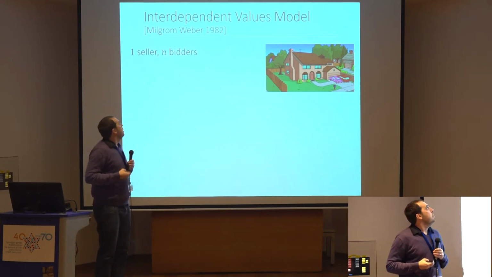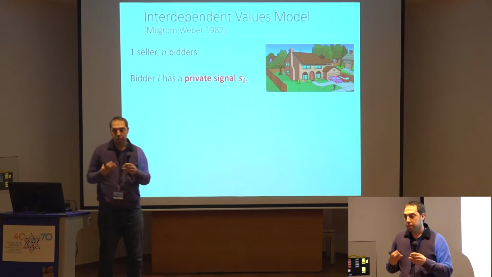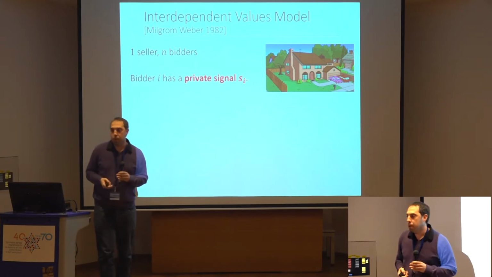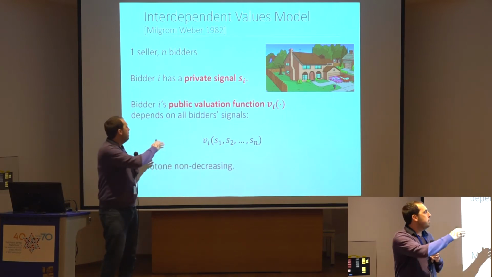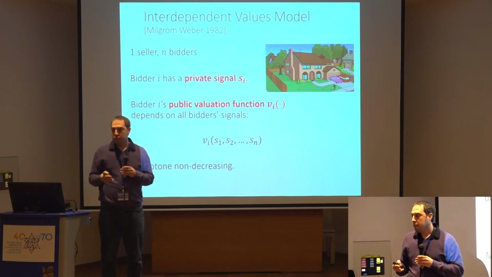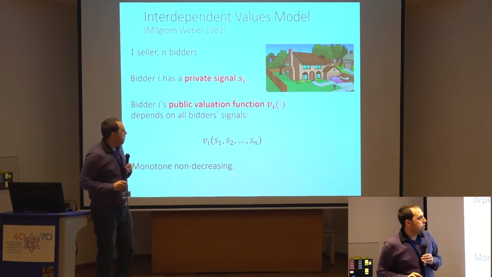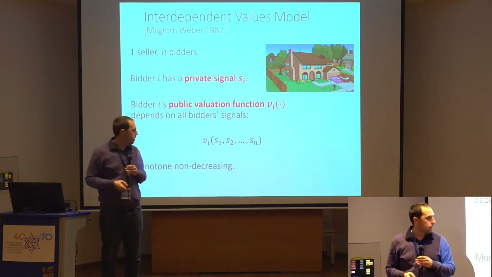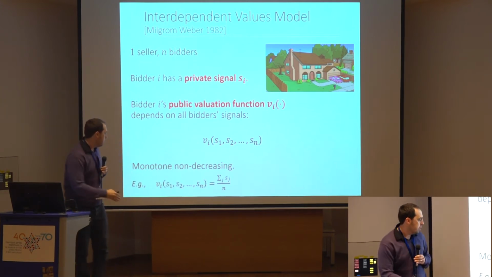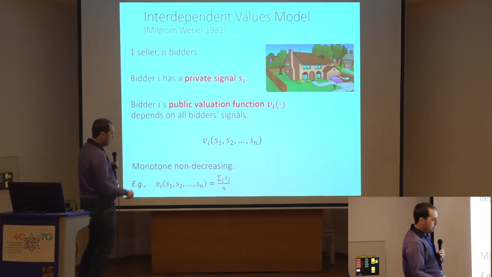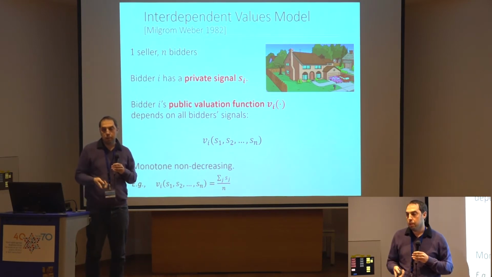And let's formulate it. So we have, let's say, one seller and n bidders. Each bidder has some private information, a private signal, s_i. Think about it as a real number for now. And each bidder has a valuation function, v_i, which maps all the signals to a real value. The function is public, and it's monotone non-decreasing in the signals. For instance, you can think about a simple function: the value is just the average of the signals. This is just one example, so you have something concrete to think about.